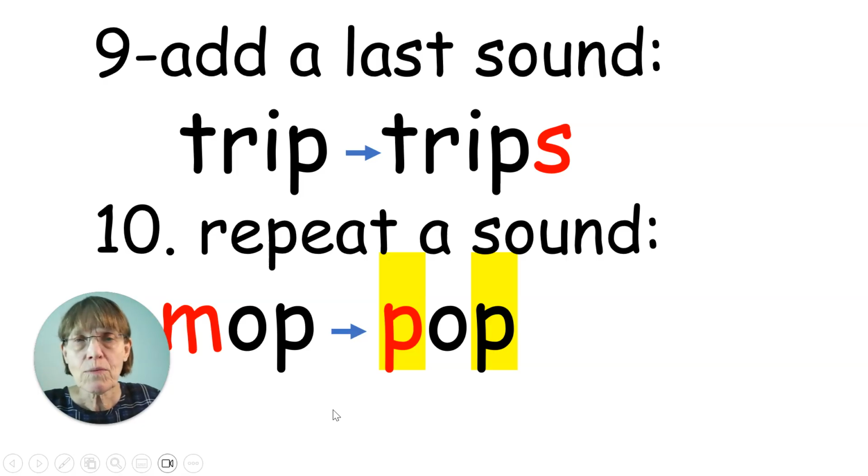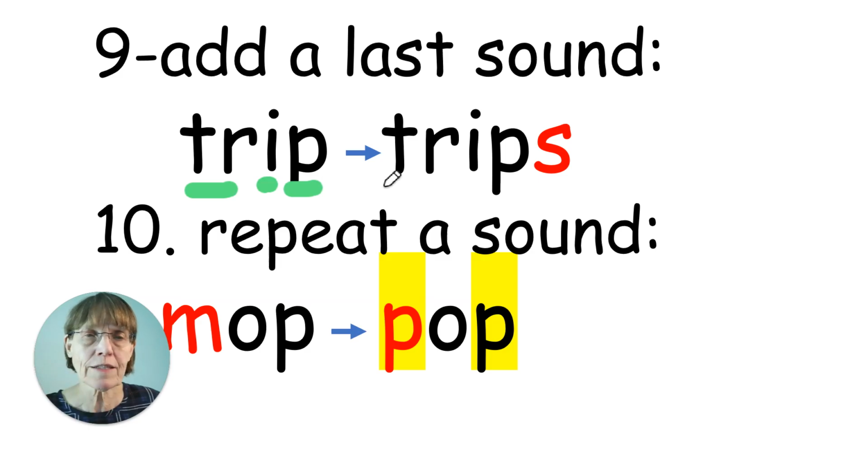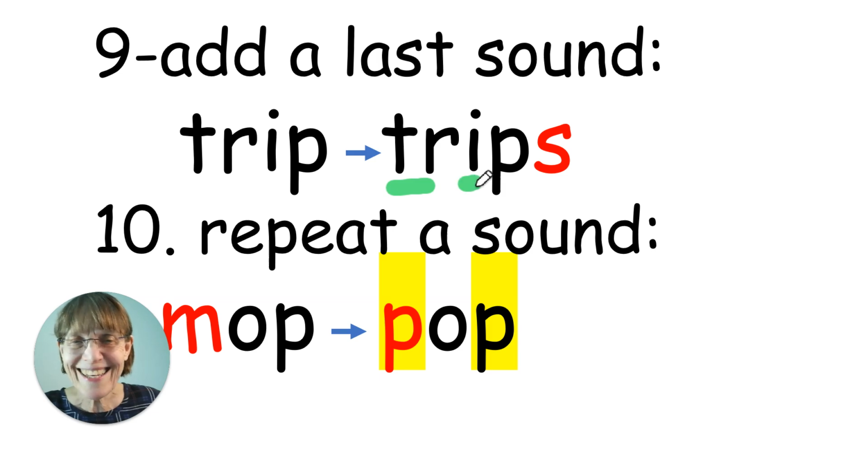For number 9, we add a last sound. So let's use that word trip, tr, that's 2 sounds, i, p. So here we have 4 sounds, but now we have 5 sounds. We've got tr, we've got our vowel i, but we have another consonant blend, a P and an S together. Ps, ps, trips. They're hard to say because they're quiet.